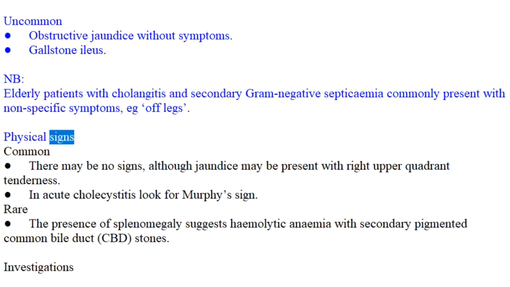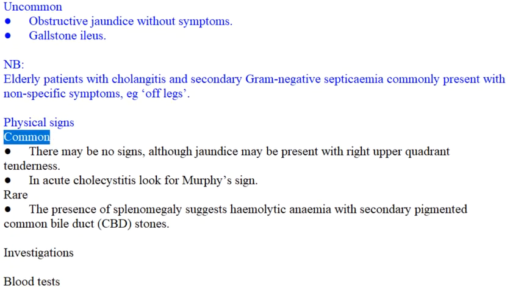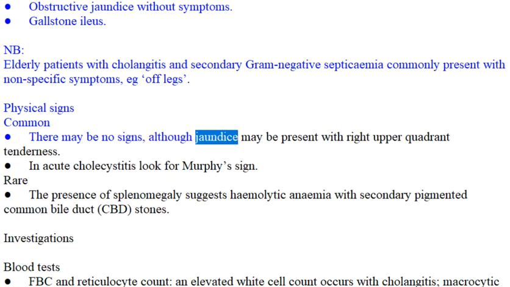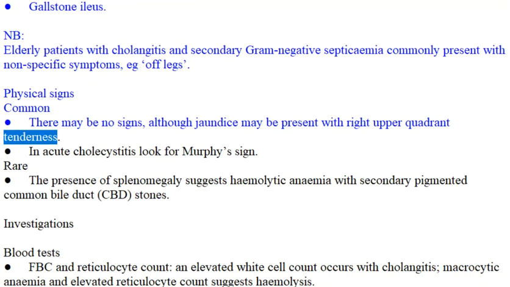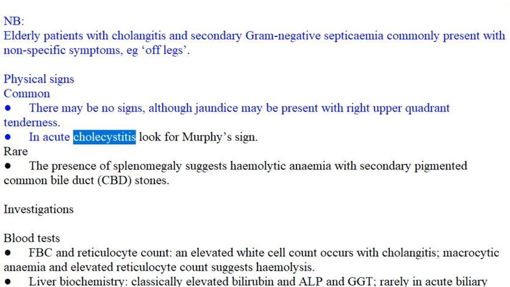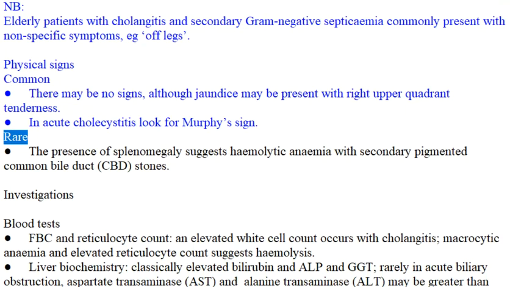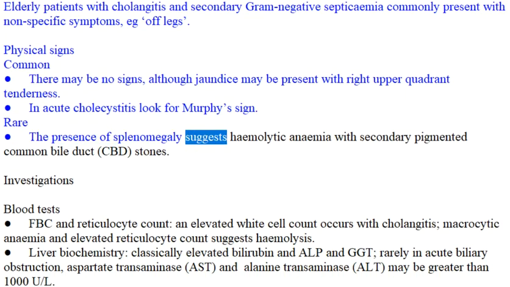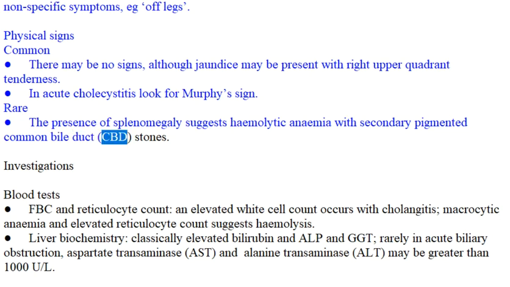Physical signs. Common. There may be no signs, although jaundice may be present with right upper quadrant tenderness. In acute cholecystitis, look for Murphy's sign. Rare. The presence of splenomegaly suggests hemolytic anemia with secondary pigmented common bile duct, CBD, stones.